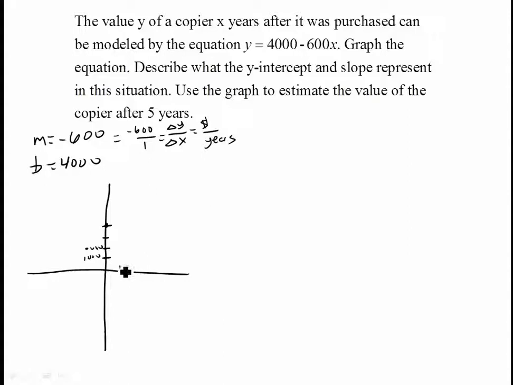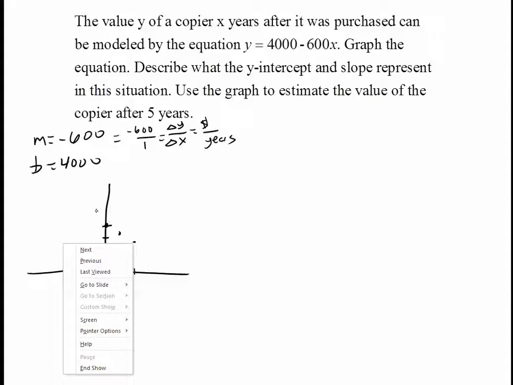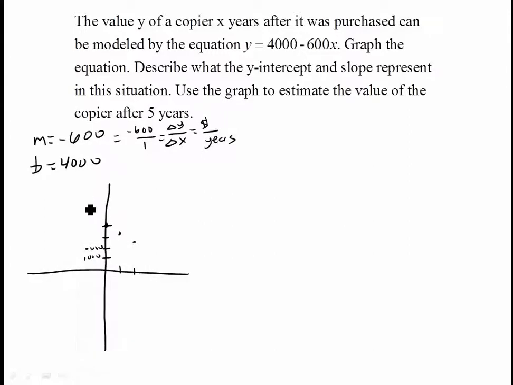Since I'm at 4,000 and I need to go down 600, I know I will be at 3,400, right? Again, I'm just estimating roughly where it is. And to repeat, I'm at 3,400. I'm going to go down 600, so I'll be at 2,800 and 1 to the right. And there's a rough sketch of my graph.